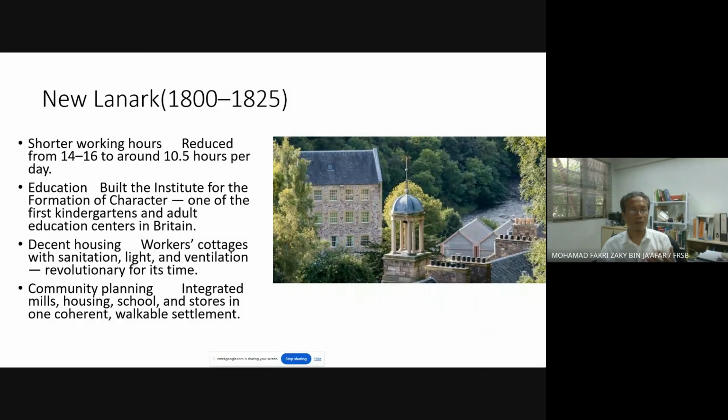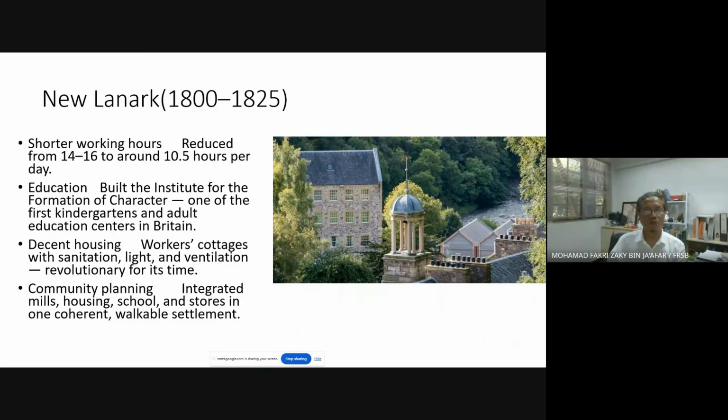Architects to think about light and ventilation. At that time, those were revolutionary. Now we take for granted, we have in building bylaws the size of windows, the need for ventilation and all that. Okay, and for the first time now, community can be planned around architectural planning layout. You can integrate factory, housing, school, and stores in one coherent, walkable settlement.